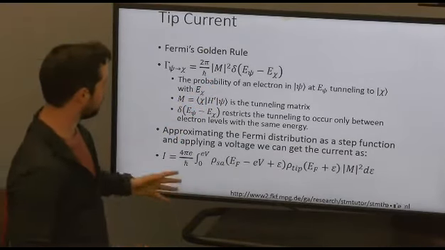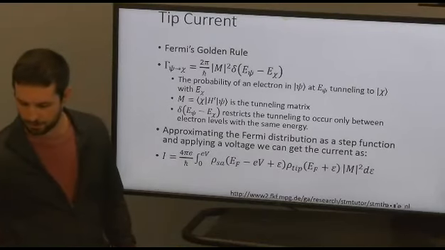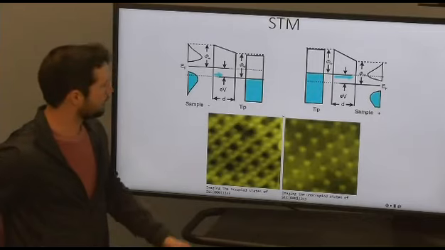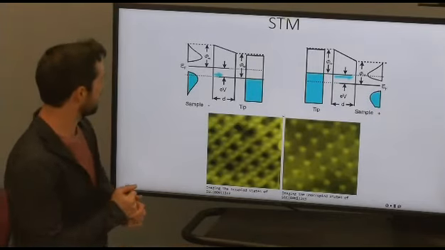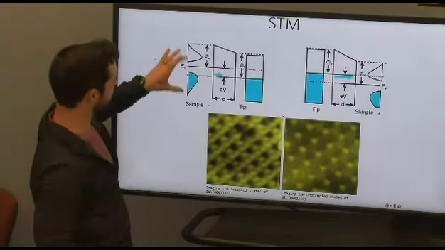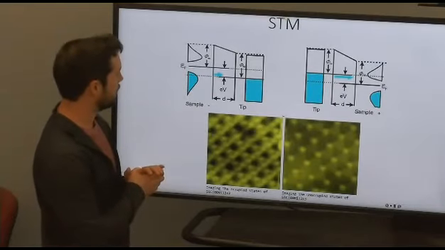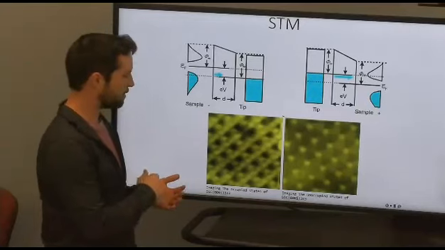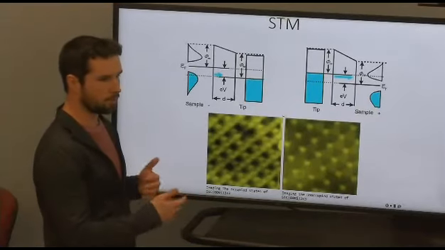So it's kind of like a probability for the electron to tunnel through this tip to the substrate. Some more exciting things, I guess. This is a band structure diagram. When applying a voltage, you're able to get images of the occupied states as well as the unoccupied states, depending on the voltage that you apply.